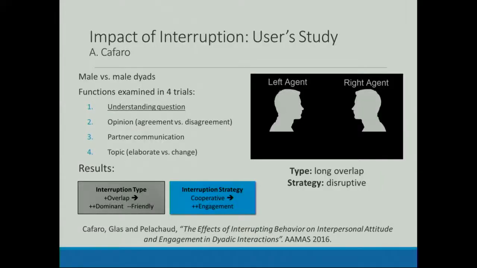As a result, we found that when there are some overlaps, the agent appears more dominant and less friendly. But when it's a cooperative strategy, it shows that the agent is fully engaged in the interaction. So interruption doesn't mean that it's going to be impolite or have a negative impact. It can have a very positive impact on the interaction. Of course, we have to be very careful about the type of interruption we use.